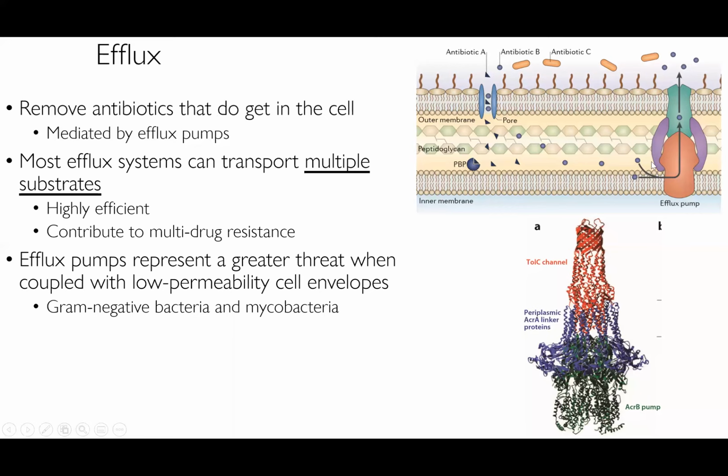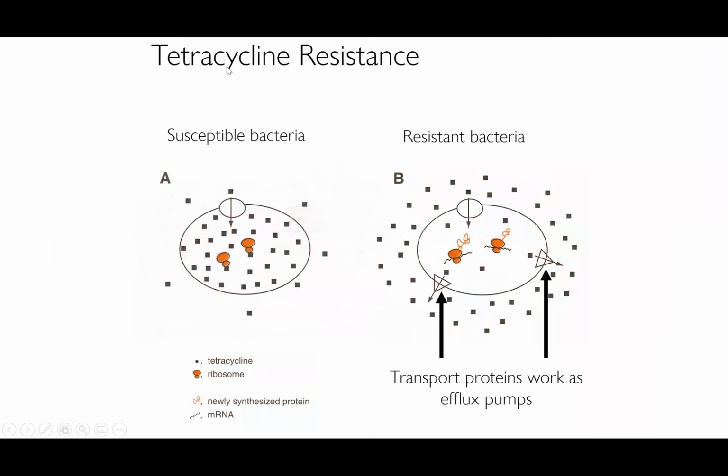These pumps represent a greater threat when coupled with low permeability cell envelopes. And in particular, this is true for our gram-negative bacteria as well as mycobacteria simply because of the extra membrane or extra capsule that they have on their surface. And so we can talk about tetracycline resistance real briefly first.